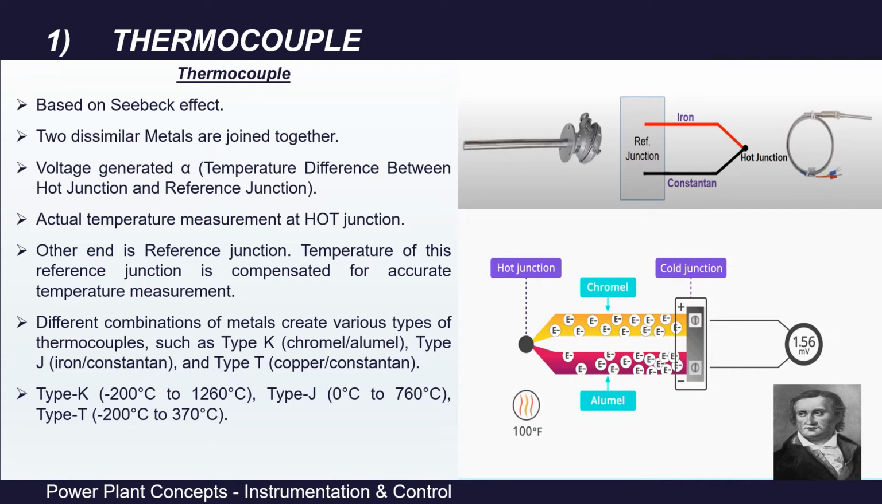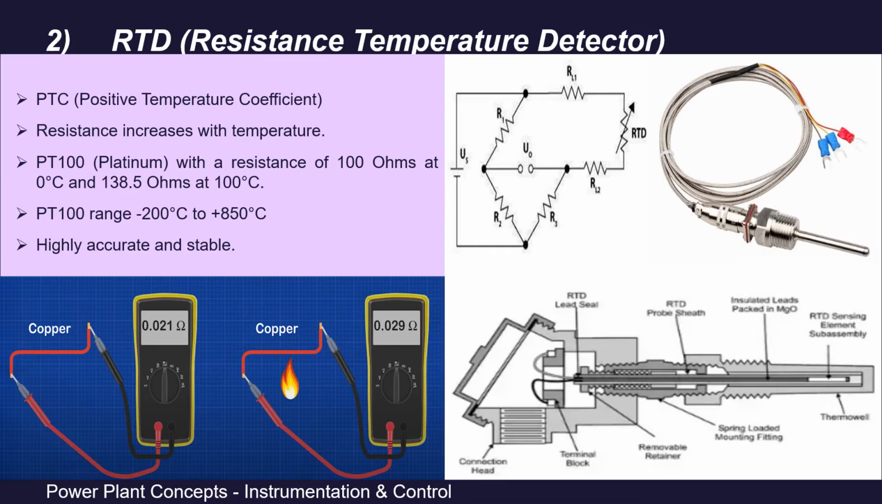Clear? Moving to our next type, RTD. RTDs are resistance temperature detectors. These RTDs are temperature sensors that operate on the principle of the change in electrical resistance with temperature. RTDs operate on the principle that the electrical resistance of a metal changes in an essentially linear and repeatable manner with change in temperature.